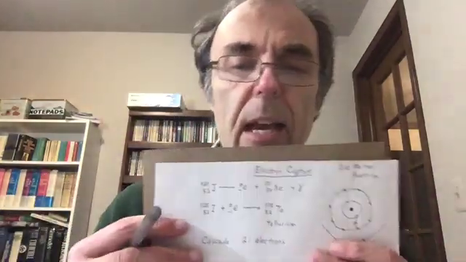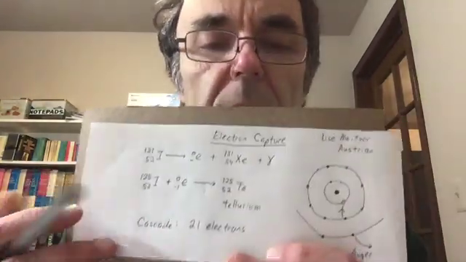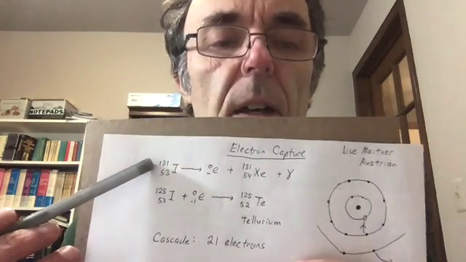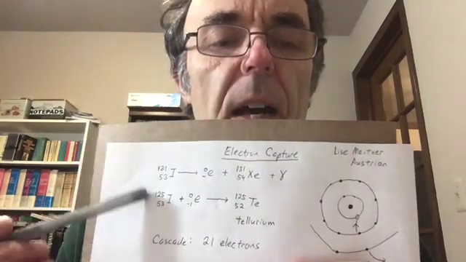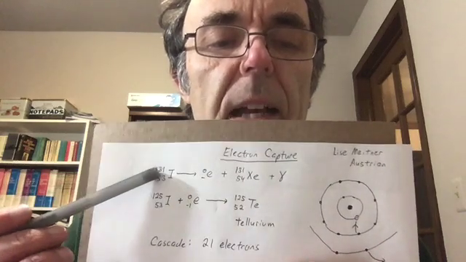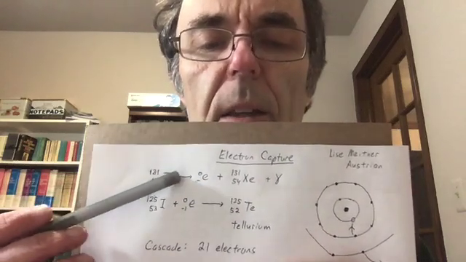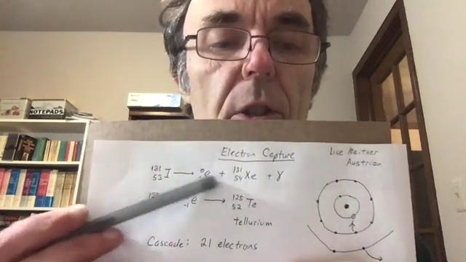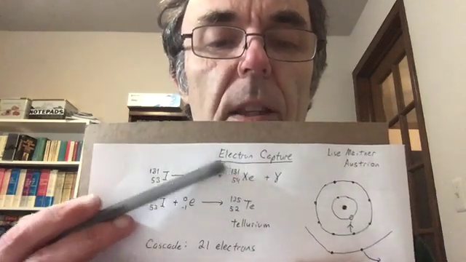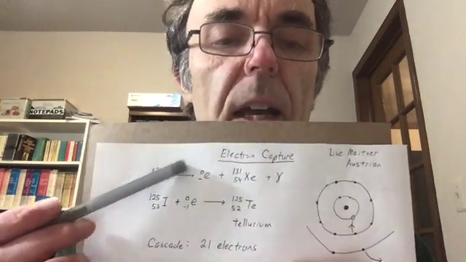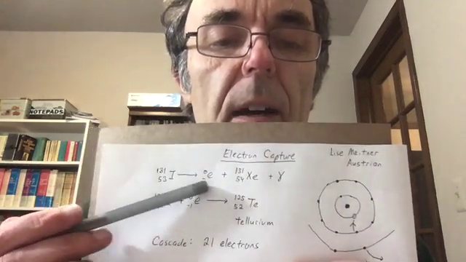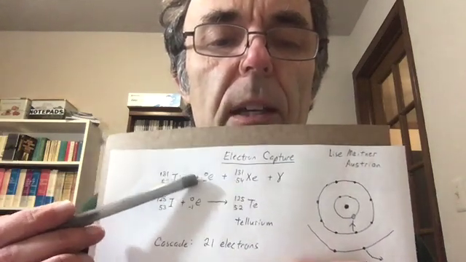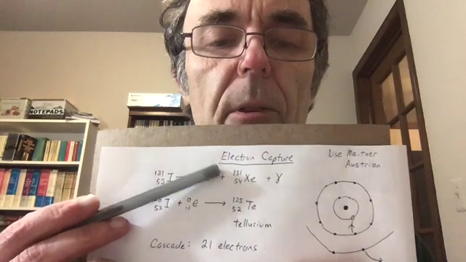Here's another type of decay called electron capture. Now, I want to talk about isotopes of iodine. We've already talked about iodine-131. Iodine-131 did a normal beta decay, beta minus decay. It went to xenon-131, and it gave off an electron, a normal electron, and that's what can do the damage to treat thyroid cancer.